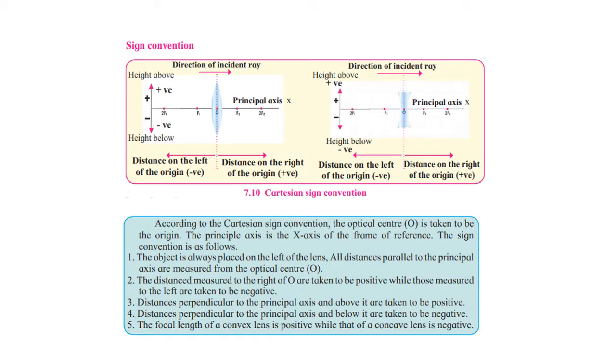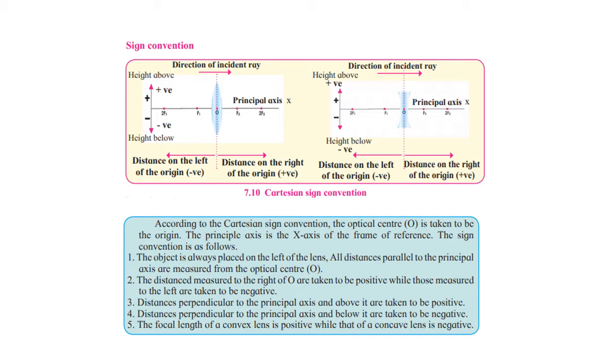Good morning, students. Today we'll be continuing with Science 1, chapter number 7, Lens. In the previous lecture, we learnt how to draw the ray diagram related to convex lens as well as concave lens. I hope you practiced it because it's a very important question.